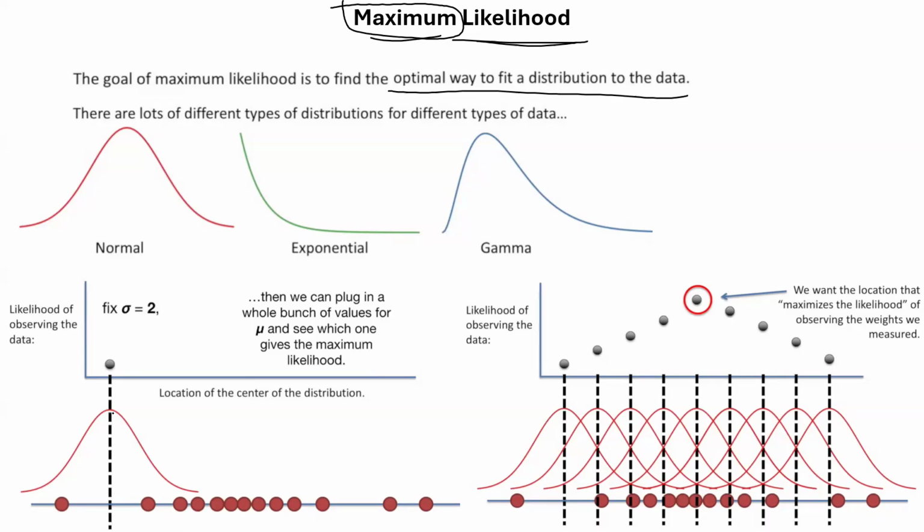So whenever the distribution fits the data in the right way, we will see the maximum likelihood. That is the reason the goal of maximum likelihood is to find the optimal way to fit a distribution to the data. So the likelihood would be maximum when the distribution fits the data correctly. When you go through the examples, you'll understand this more.